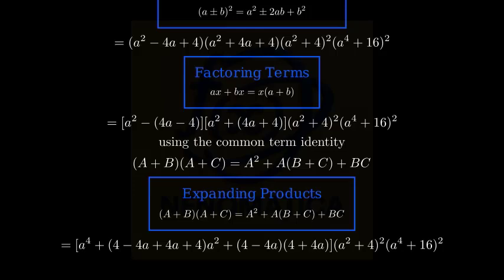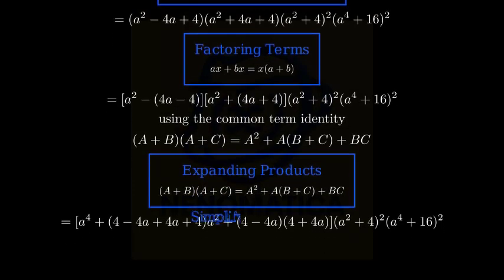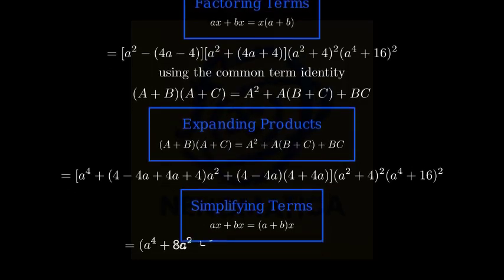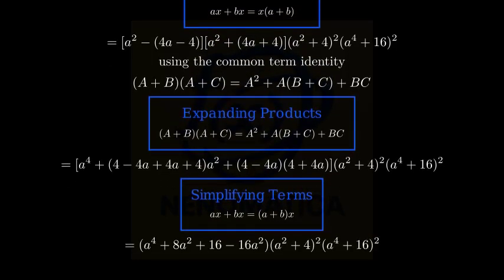Now, let's simplify inside the first bracket. We have 4 − 4a + 4a + 4, which simplifies to 8. Also, (4 − 4a)(4 + 4a) can be expanded as 16 − 16a². After these simplifications, our expression becomes (a⁴ + 8a² + 16 − 16a²)(a² + 4)(a⁴ + 16²).